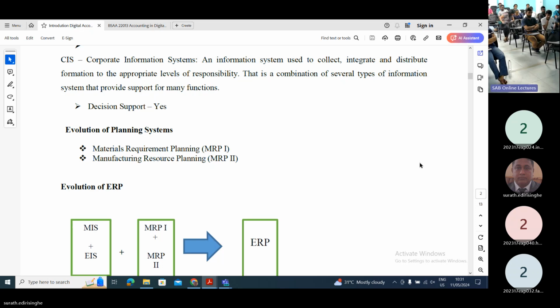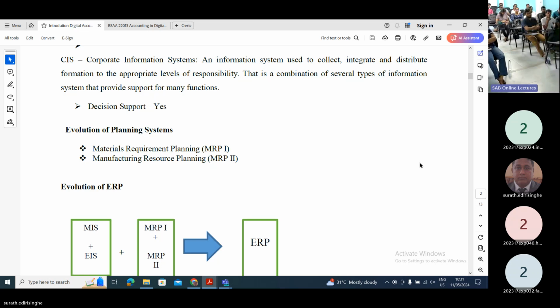In management accounting, you know that you are studying standard costing and variance analysis. That is standard costing and variance analysis. What is meant by variance analysis?